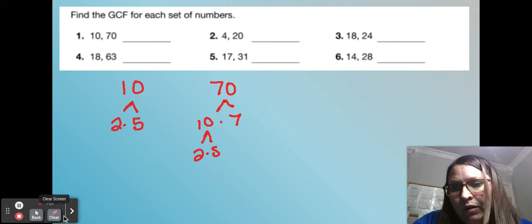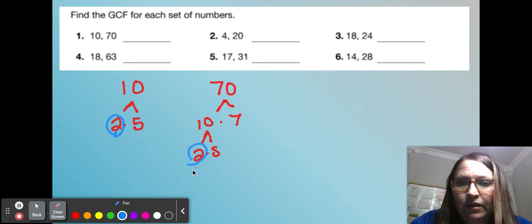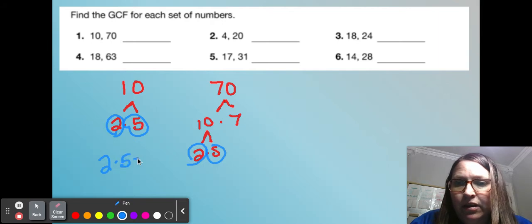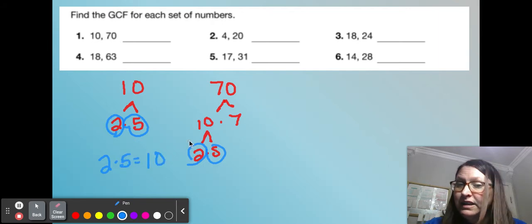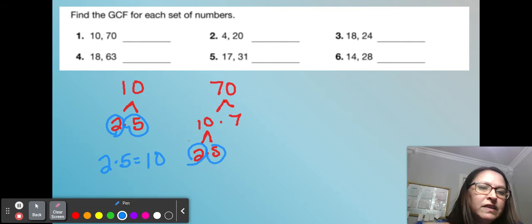And so now I am going to circle the numbers that they both have. They both have 2 as a factor. So I'm going to put 2 right here. They both have 5 as a factor. I'm going to put that right here. 2 times 5 equals 10. So I am done with number 1. So the greatest common factor for 10 and 70 is the number 10.